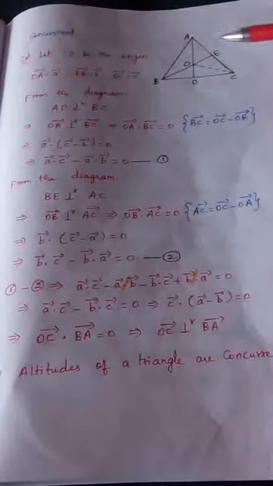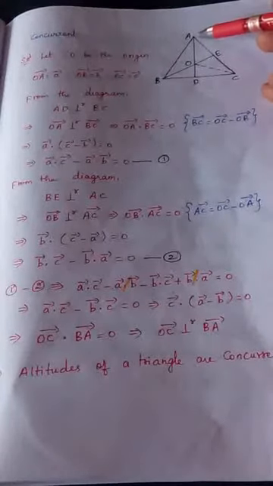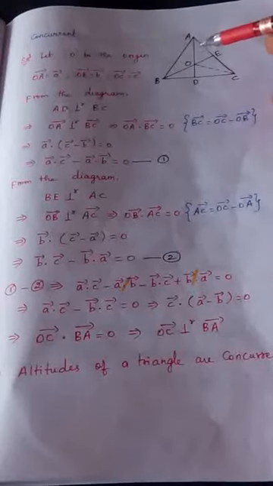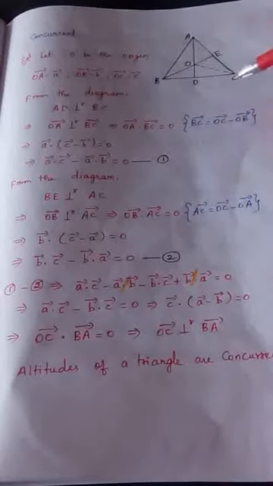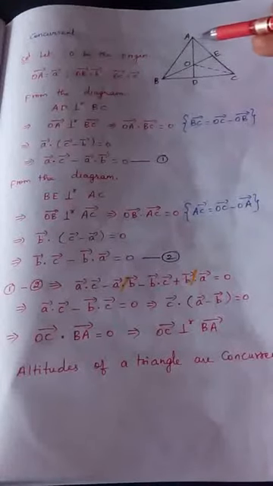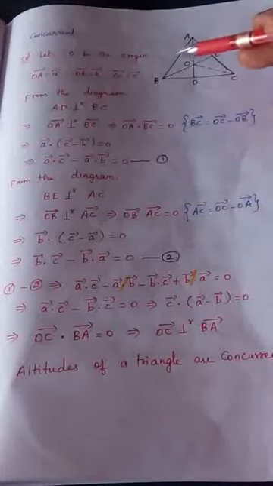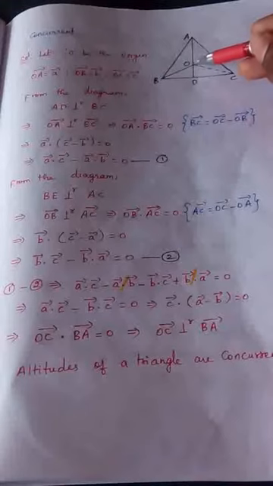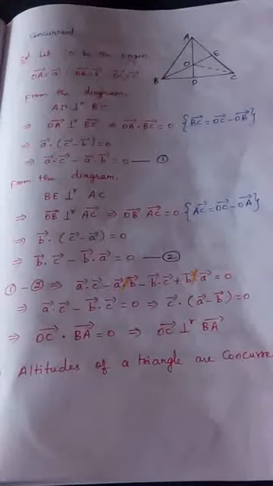That is what we need to prove. Again I repeat, the meaning of the question is, if we draw altitudes of a triangle, that is heights of a triangle from each vertex, a triangle will have three vertices. From those three vertices, if we draw the altitudes, they will pass through the same point. That is what we need to prove.